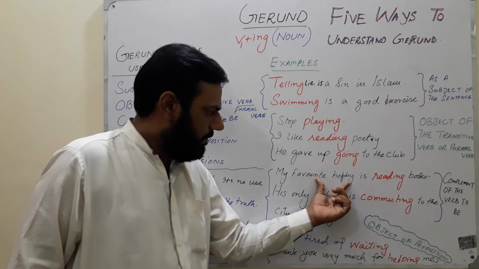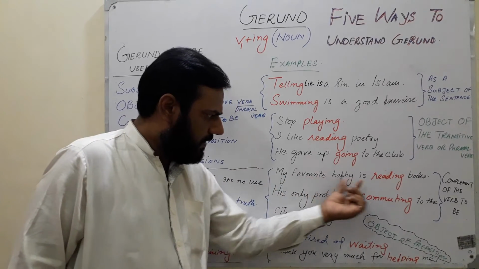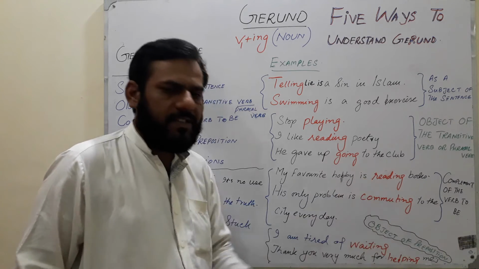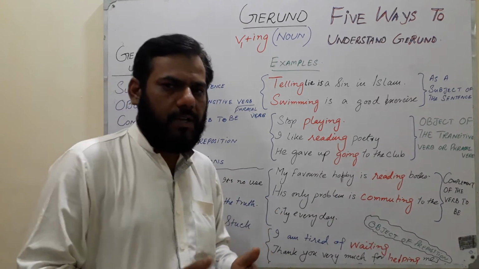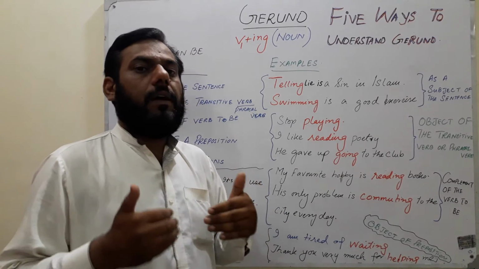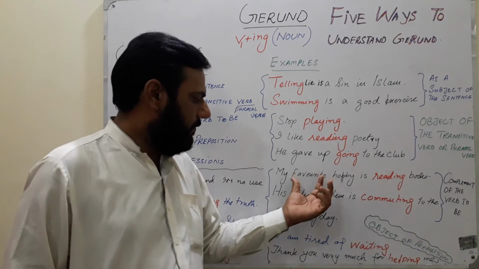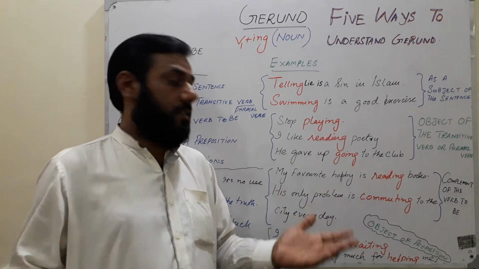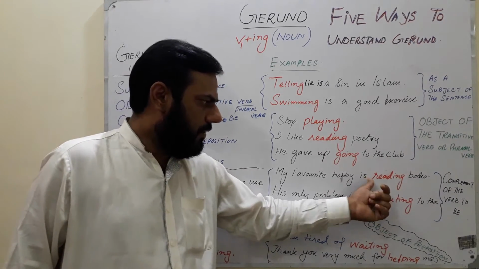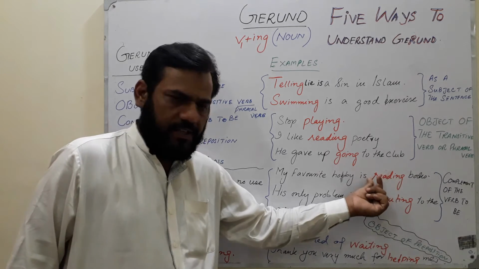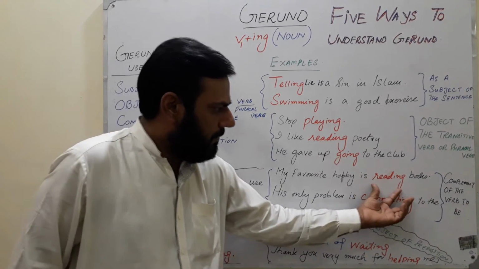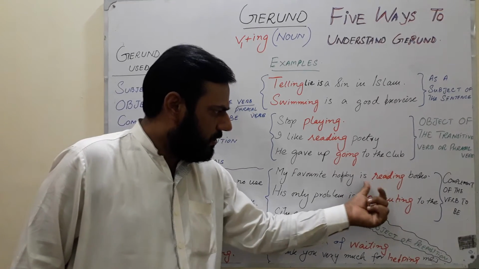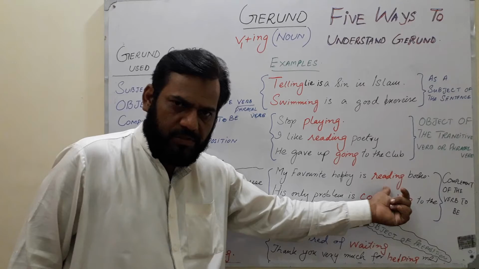My favorite hobby is reading books. The first part of the sentence is the subject, and is is a be verb. So whenever you use is, am, are, was, were, after that you can use a gerund as well. My favorite hobby is reading books, or you can say my favorite hobby was reading books. So is, am, are, was, were can be used before the gerund here. That is called the complement of the word to be, because after is, am, are, was, were a gerund can be used.